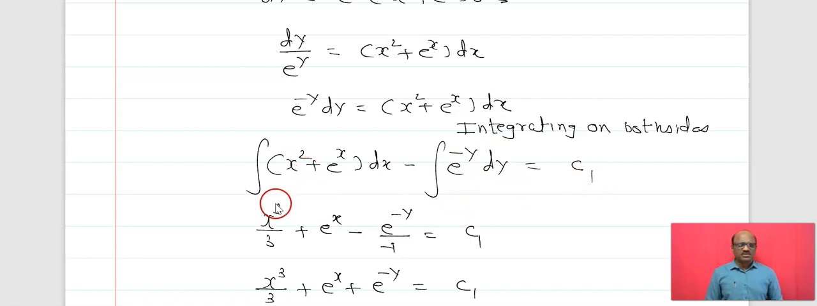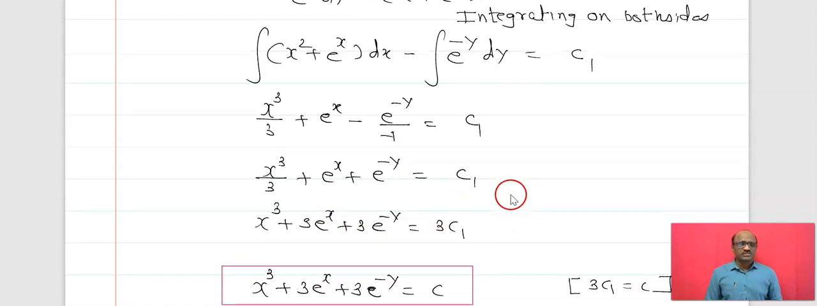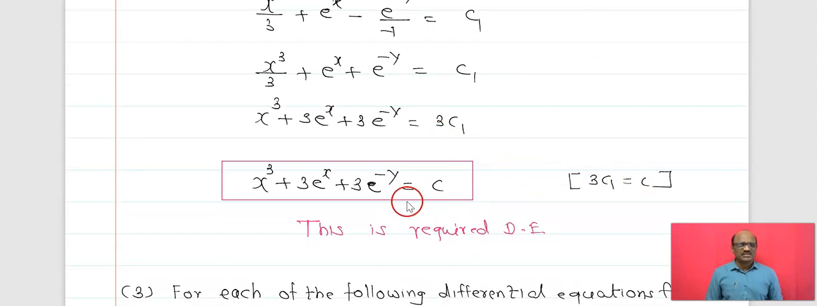What's the integral of x square? It is x cube upon 3. The integral of e raised to x is e raised to x. Integral of e raised to minus y is e raised to minus y upon minus 1, that is equal to c1. And again simplification, then you will get x cube upon 3 plus e raised to x plus e raised to minus y, that's equal to c1. If you multiply on both sides by 3, then you will get x cube plus 3 e raised to x plus 3 into e raised to minus y, that's equal to 3c1, and replace the value of 3c1 as c. And therefore x cube plus 3 e raised to x plus 3 e raised to minus y, that's equal to c. This is the required solution of the differential equation.